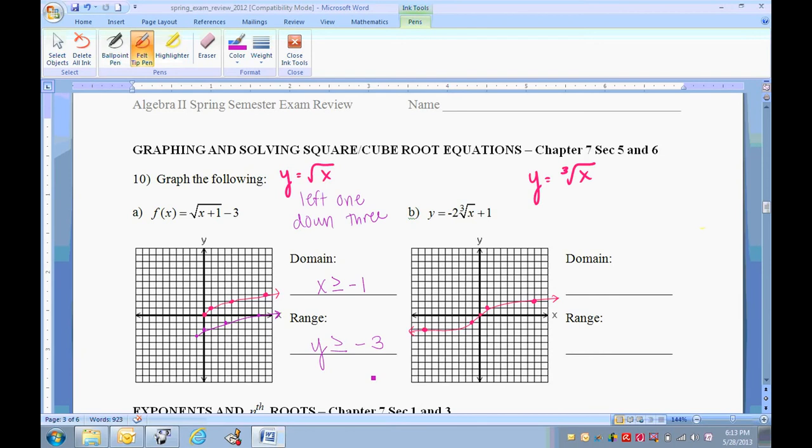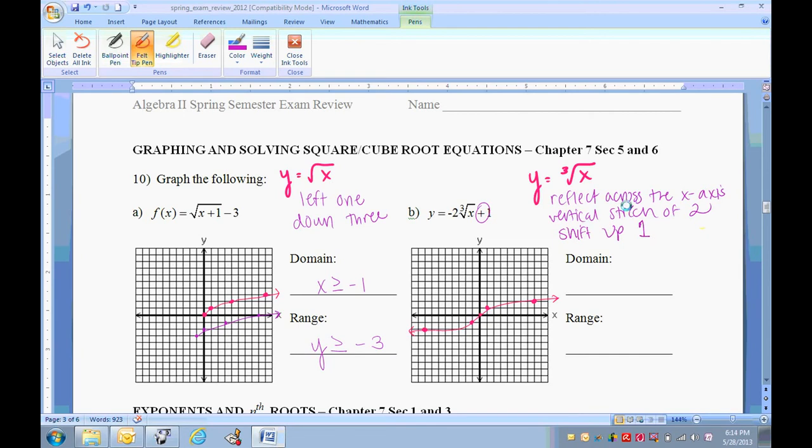They've given us the equation y equals negative 2 times the cube root of x plus 1. Well, the parent function is y equals the cube root of x. And we're going to go ahead and apply the transformations needed. Well, this negative out in front tells me that I'm going to reflect across the x-axis. And this 2 out in front tells me that I am going to have a vertical stretch of 2. And the 1 out back tells me I'm going to shift up 1.